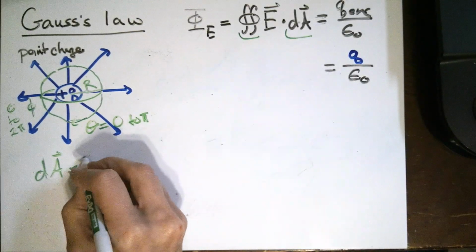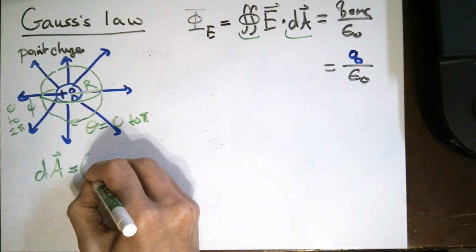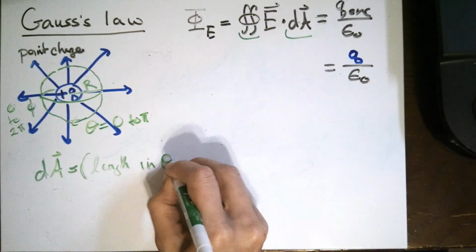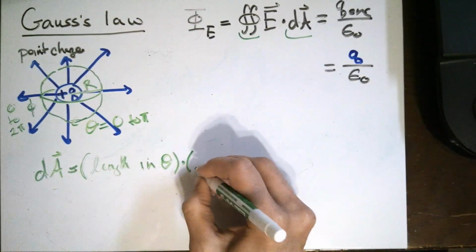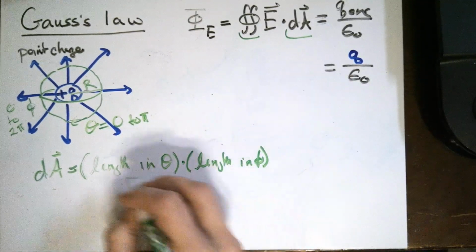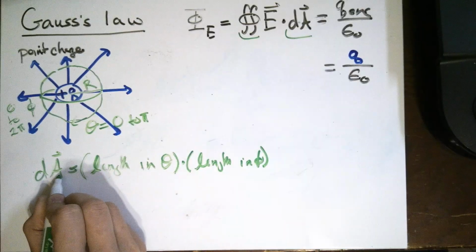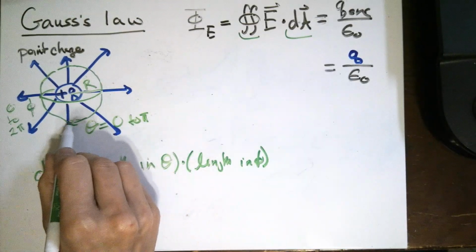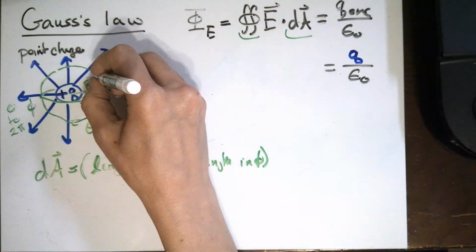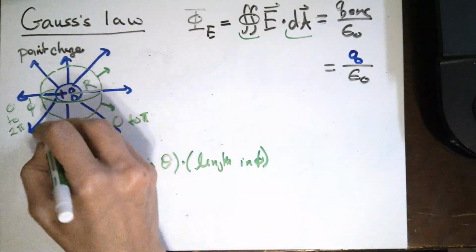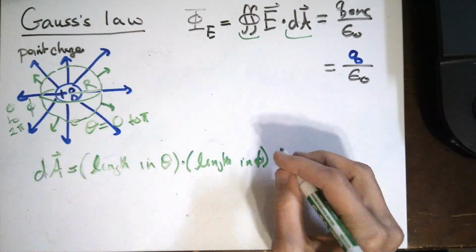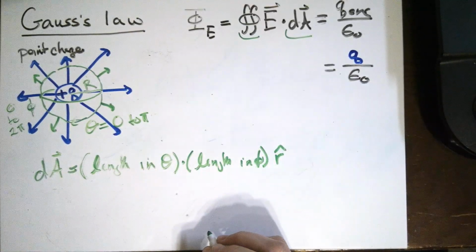And that means when we're figuring out our area element, we need a length in theta, and we need to multiply it by a length in phi, and this is a vector, so we need to know direction. Well, everywhere it is perpendicular to the surface coming out, so over here it would point out like that, over here like that, over here like that. That's the radial unit vector, so the direction here is going to be r hat.